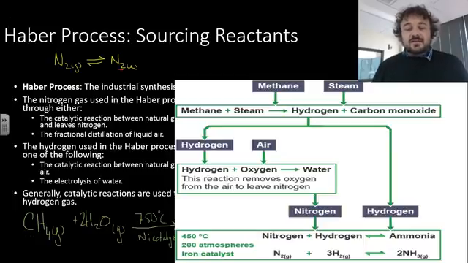And we can see a nice little flowchart here where you've got the methane and steam, and then gives you hydrogen, which we come down here to be put in there. But you can also use that hydrogen to react it with air, which gives you water, and this removes the oxygen out of air.